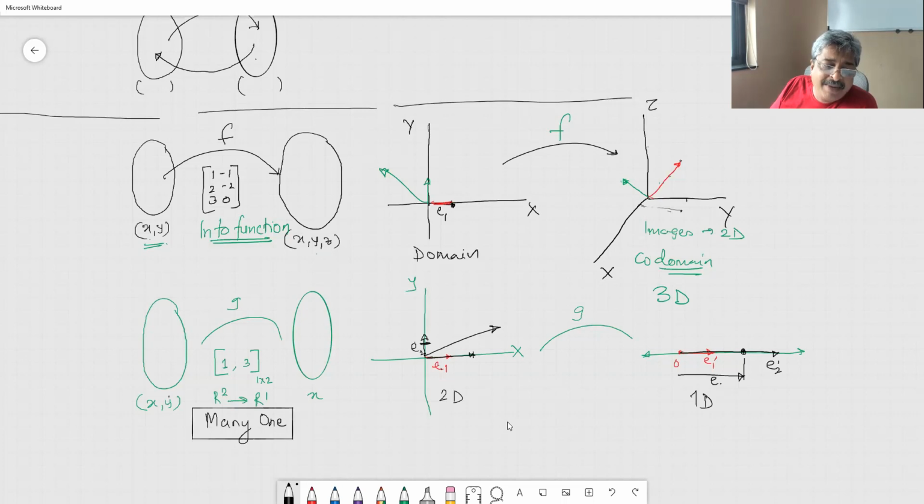So when the domain dimension is more than that of the codomain, you get a many-one function. When the domain dimension is less than that of the codomain, you get an into function. And for an inverse function, we don't want both of them. Therefore, we need to have the dimension of domain and codomain the same. Hence, A has inverse A inverse if and only if A is square.